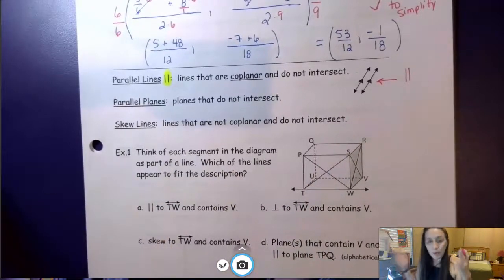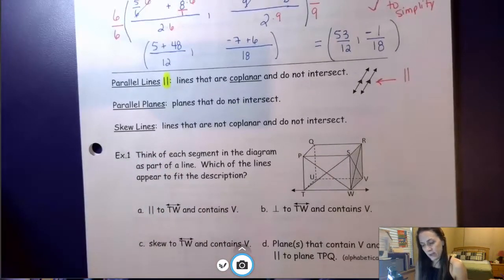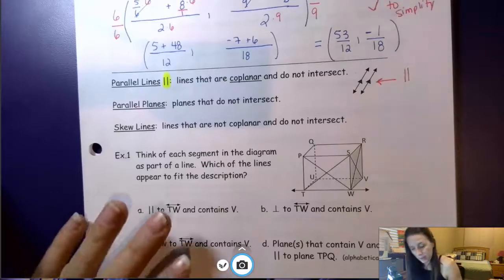Parallel planes are going to be planes that do not intersect, like walls, the ceiling and the floor, something like that. Skew lines are lines that are not coplanar and they do not intersect, so they're not parallel, because parallel lines would be on the same plane.